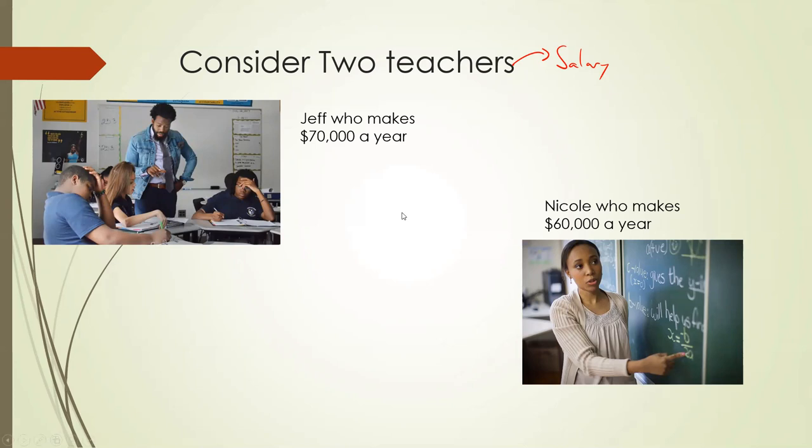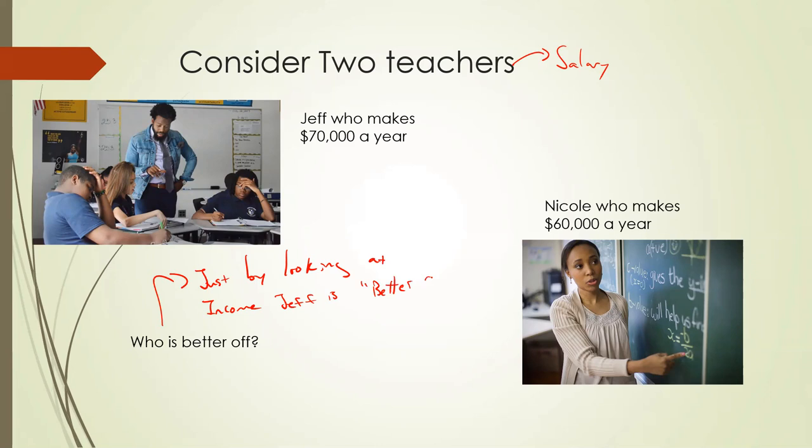Just looking at their income, who would you say is doing better? Okay, yeah, I mean, Jeff makes more money. So we would say, and I'll talk about why this might be an unfair comparison, but just by looking at the income, Jeff is better off. Okay. But this might be an unfair comparison, okay? Like, we don't know what school districts they work in. There's a lot of information that's missing here, okay?